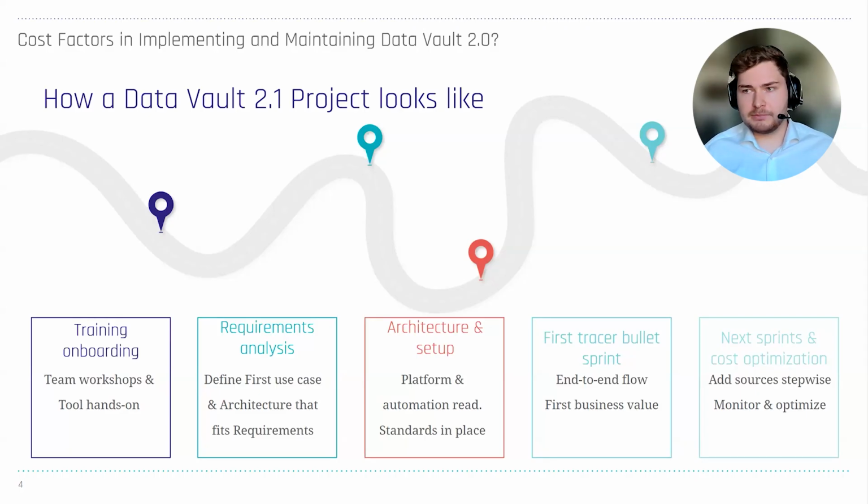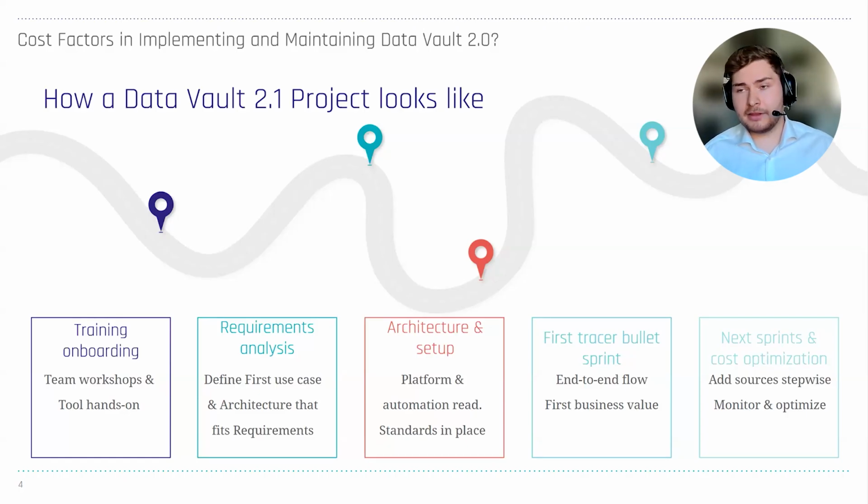Then for sure the setup. You will need to set up the architecture initially. The platform and the automation need to be ready and in place. You should also already put in some standards and define how you want to do things. What are the naming conventions you want to use? What are some development standards you want to use? Because this really helps in the long run, right? Do it in the beginning, it will help in the long run.